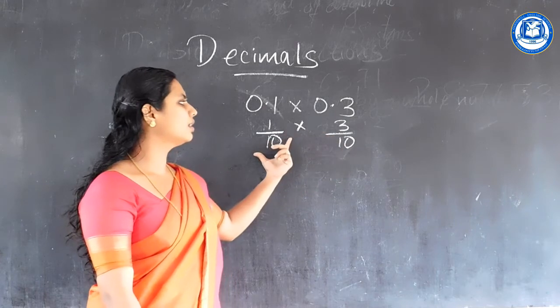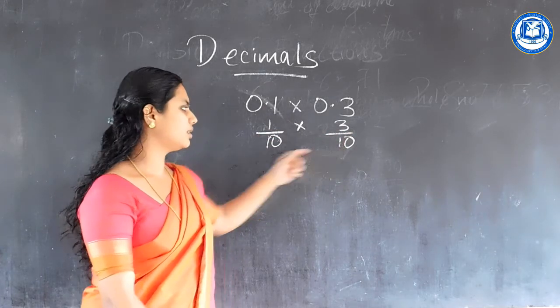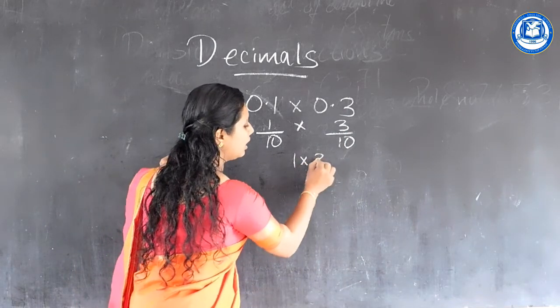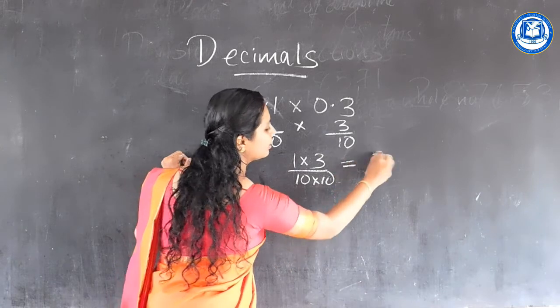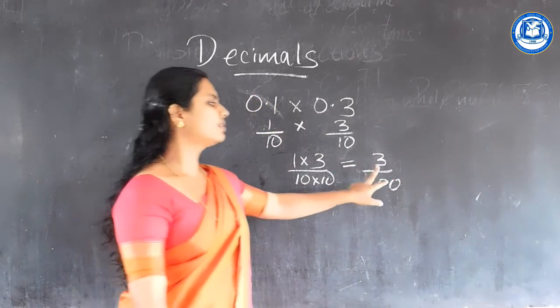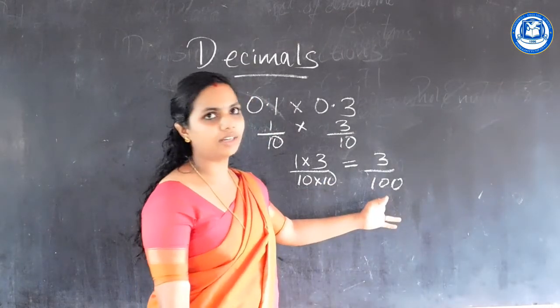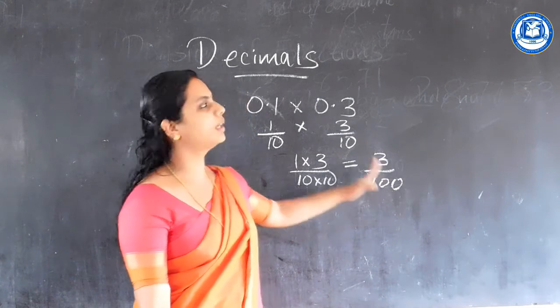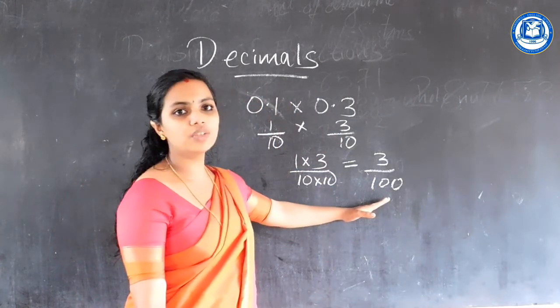As we have learned earlier, we multiply the numerator and then the denominator. So 1 into 3 by 10 into 10. So we will get 3 by 100. Now we got the answer as 3 by 100 and the answer is in fraction, but our question is in decimal. So we must change this fraction into decimal.